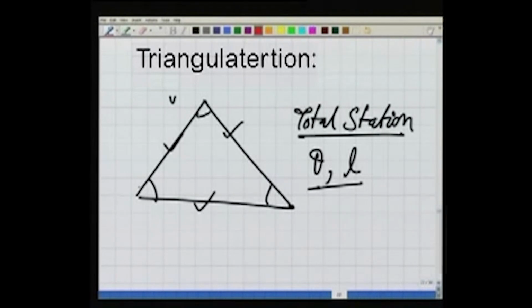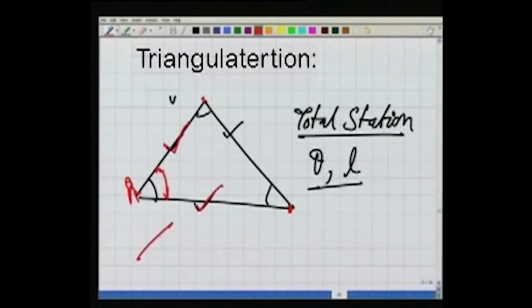For example, if you are standing here, you can measure the sloping distance to this point as well as the sloping distance to this point. At the same time, your total station is giving you the horizontal angle. The total station is also giving you the vertical angles. So if in a figure we have all the angles measured as well as all the lengths measured, our figure is a very strong figure. There is a lot of redundancy in the figure.